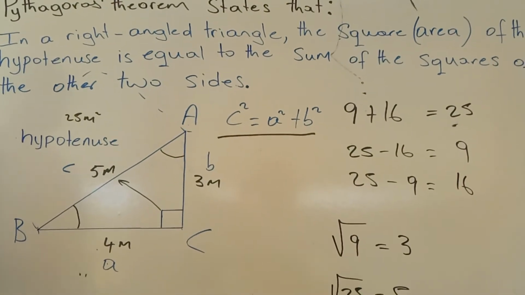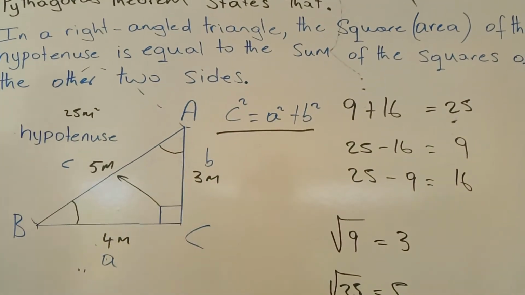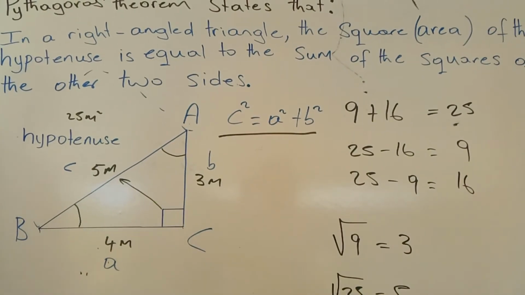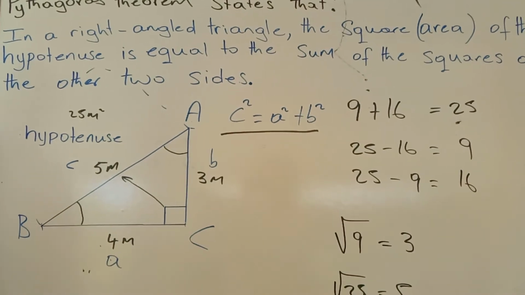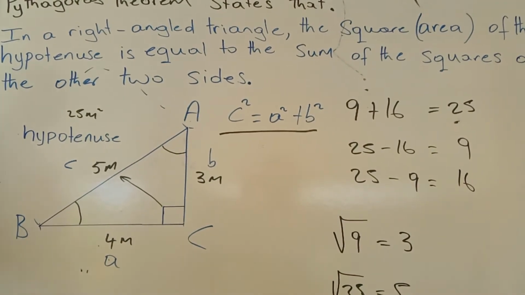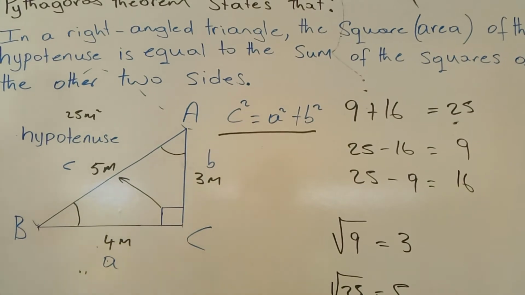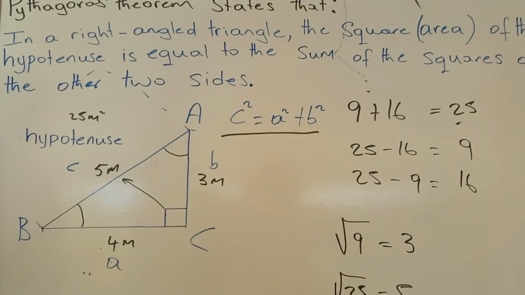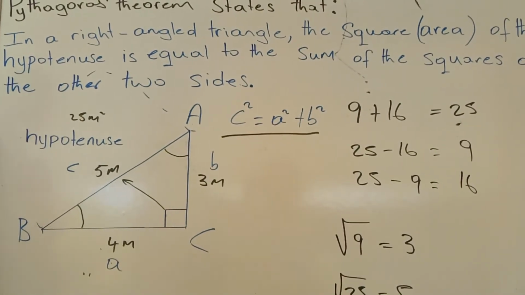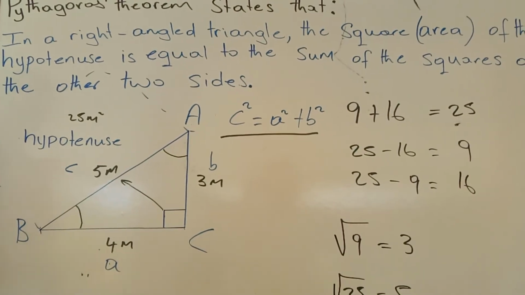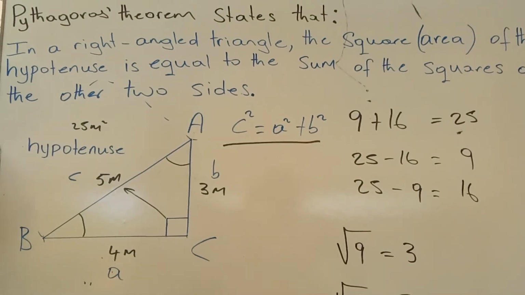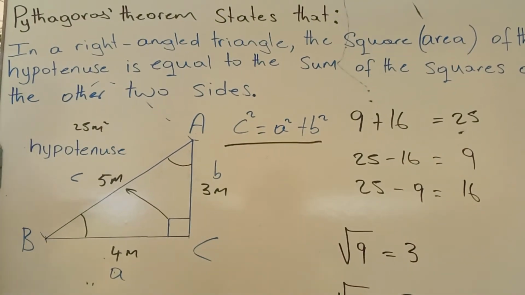So if somebody asks you what the Pythagoras Theorem is, please do not say that it is C squared equals A squared plus B squared. That's not the Pythagoras Theorem. That is just a representation of the Pythagoras Theorem. The Pythagoras Theorem is the square of the hypotenuse is equal to the sum of the squares of the other two sides. That is key there. And all students who are doing this topic need to understand that concept.